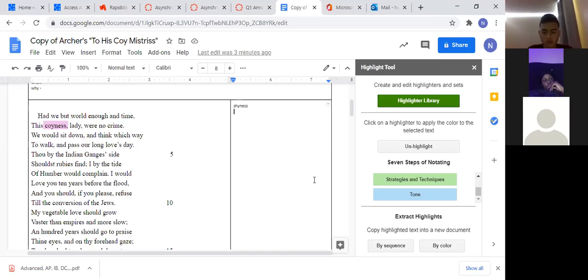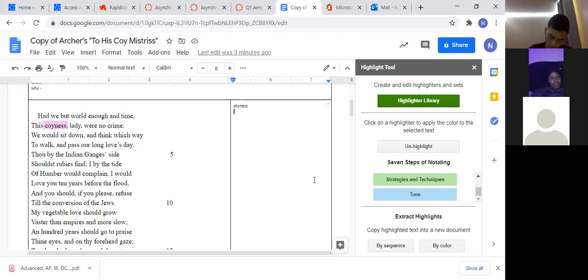And what do we call it when we are using references to the Bible? A biblical allusion. Good, Anaya, allusion, nice. That was really good. It is an allusion. There's so many in this first part.